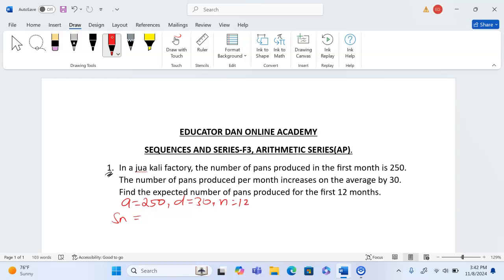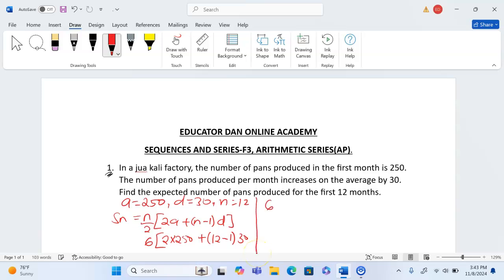We know sum of terms in an AP is given by n over 2 multiplied by 2a plus n minus 1 times d. Our n is 12, so 12 divided by 2 you get 6 into, we have 2 times a being 250 plus n, 12 minus 1. We multiply by d, which is 30.